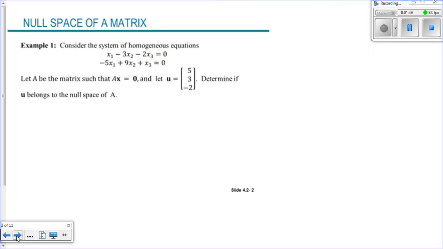Okay, so let's look at a system of homogeneous equations. I'm going to let A be the coefficient matrix with rows 1, -3, -2 and -5, 9, 1. So Ax = 0 would be the way we represent this system of equations. I want to see if u is in the null space of A.